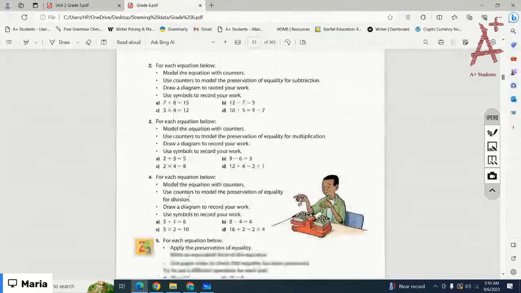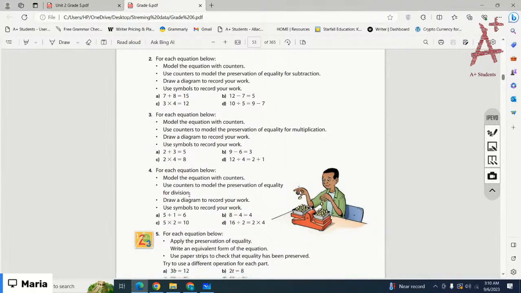Okay, let's look at question number 3. For each equation below, model the equation with counters. Draw a diagram to record your work. 2 plus 3 equals 5, right? You have to do question number 3 and question number 4 the same way we did 1 and 2, right?